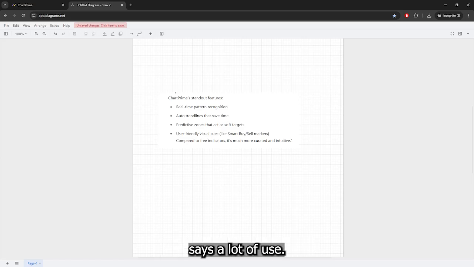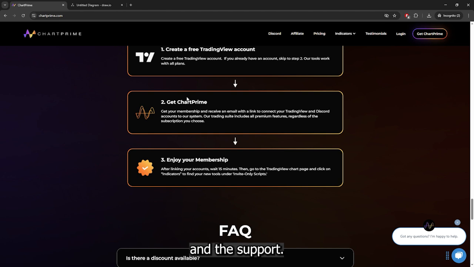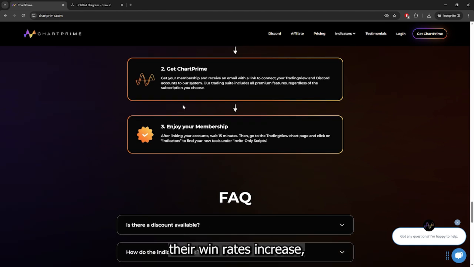In terms of what the community says, a lot of users praise the UI, the user interface, and the support. Some claim their win rates increase, but it depends on how you yourself use it. Others complain that they over-relied on signals and ignored price action. Overall, at the end of the day, it is a tool, not a trading system.